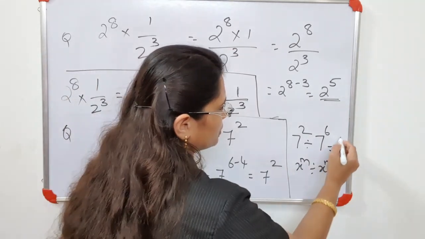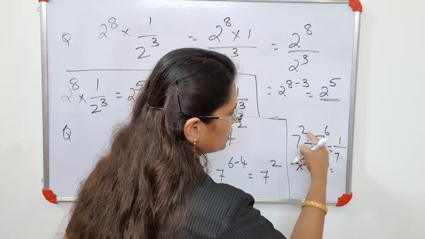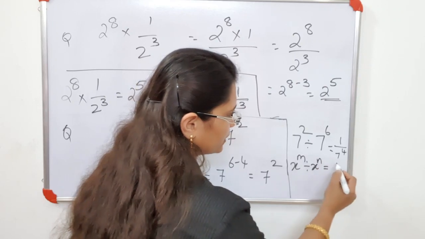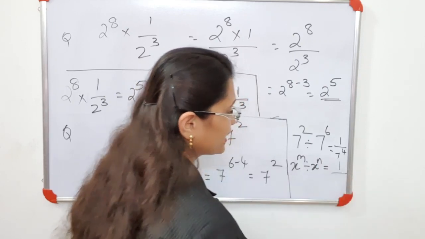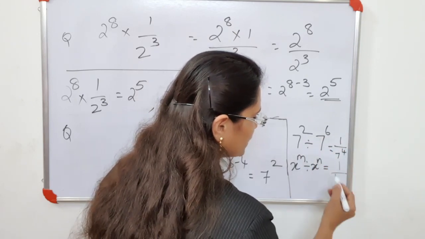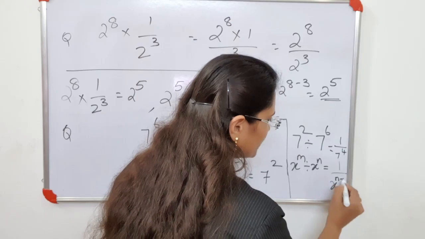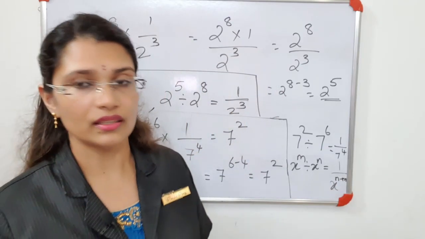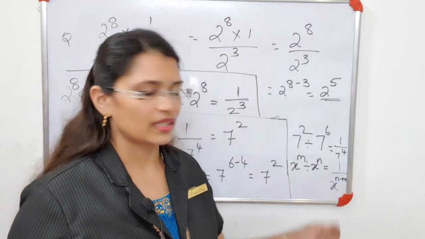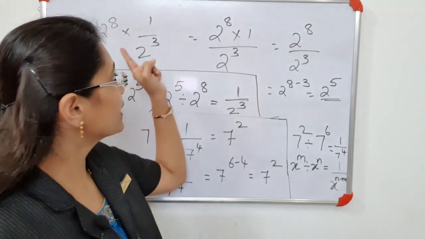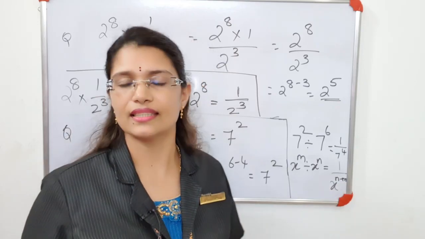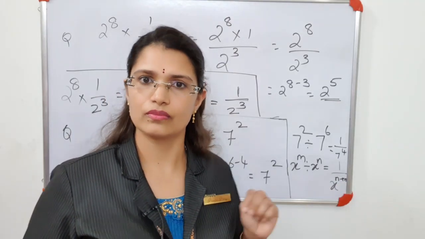So here you must write 1 by 7 raised to 6 minus 2, which is 4. Here also, x raised to m divided by x raised to n is equal to 1 by x raised to 6 minus 2, which is 4. Likewise, 1 by x raised to n minus m. Whichever is the greater number, you must write that first. If m is greater, you must write m minus n. If n is greater, you must write n minus m. We subtract from the bigger number.